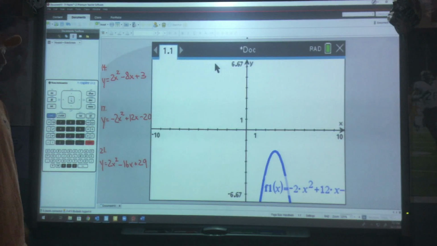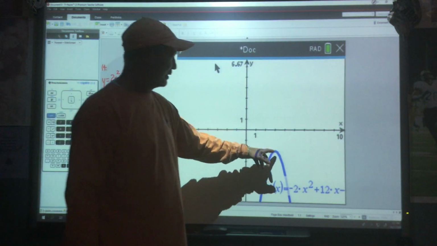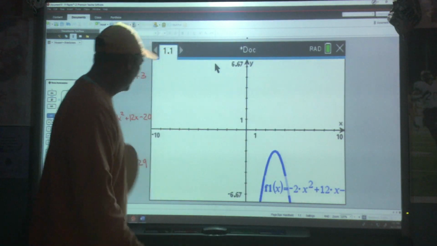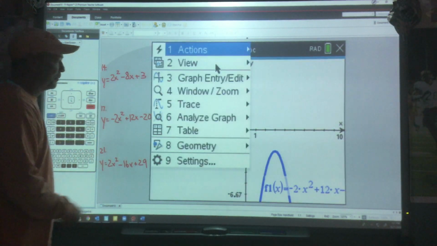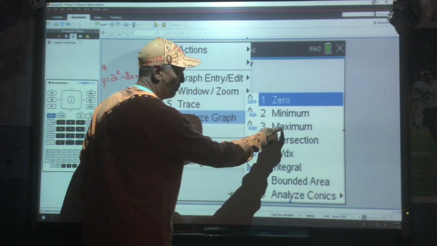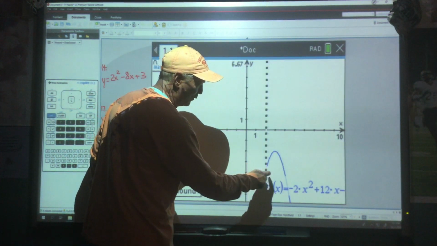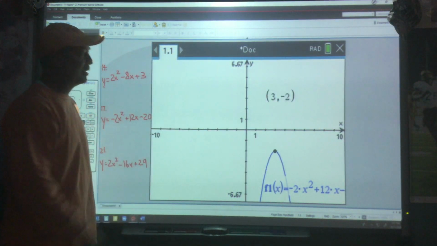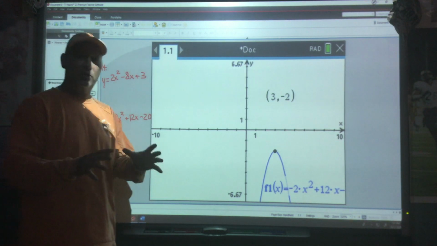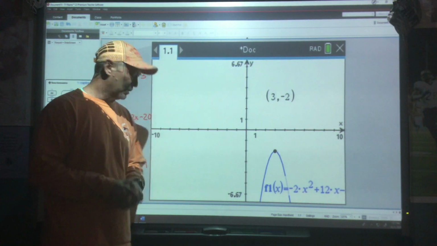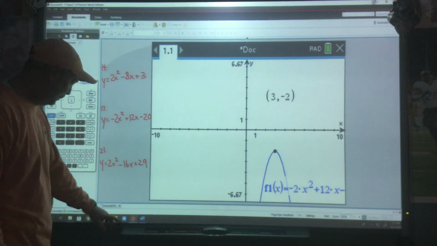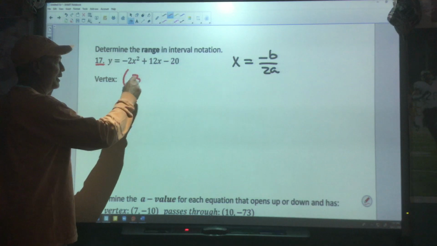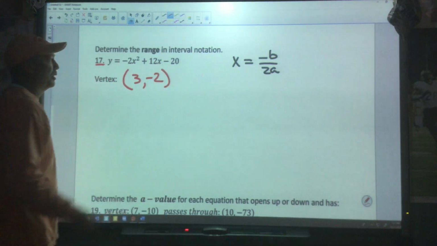My graph looks like this. I need to find this vertex. In this case, since it's opening downward, this vertex will be a maximum value. We're going to say menu, analyze. We're going to look for a maximum value. To the left, to the right, and there is our maximum value. 3 comma negative 2. Actually, that is our vertex. We have just found the vertex. We found out our vertex is going to be at 3, negative 2.